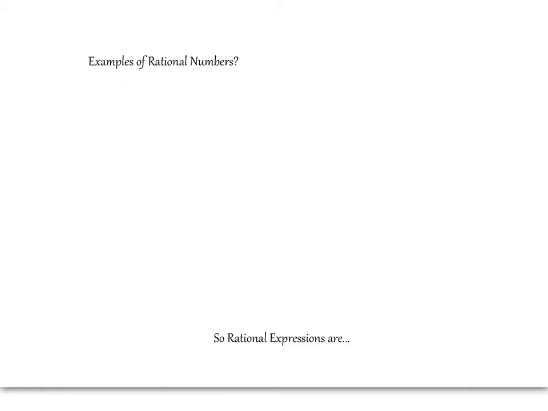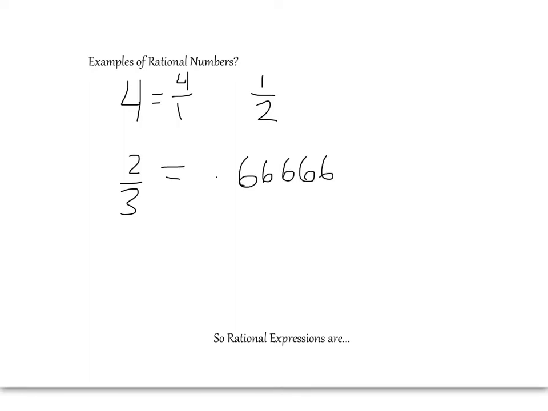So I'm sure you guys can think of some examples of numbers that are rational. Like 4, because 4 can be written as 4 over 1. A fraction. Anything that can be written as a fraction. So 1/2, 2/3, even 0.66666, which is 2/3. So there are many different things that are rational numbers, but today we're not going to be talking as much about rational numbers as we are rational expressions.